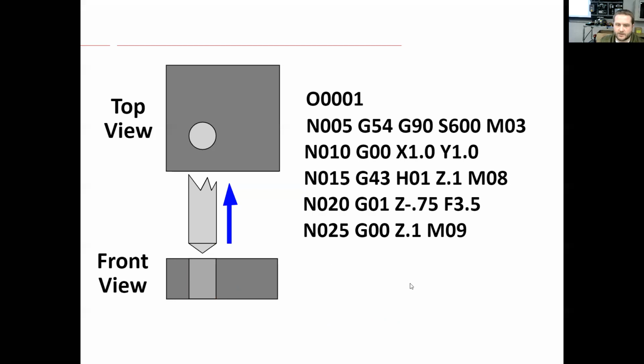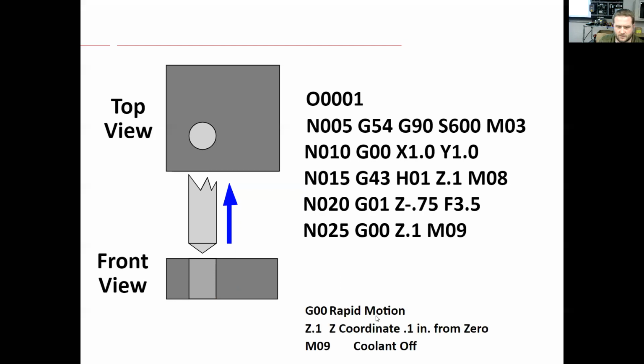N025, sequence number 25, G0, 0, I'm assuming is straight line cutting action the other direction. M09, and assuming that means turn coolant off. G00, rapid motion. Z coordinate 0.1 inches from 0. You're telling it where to go. And then M09, cool them off.